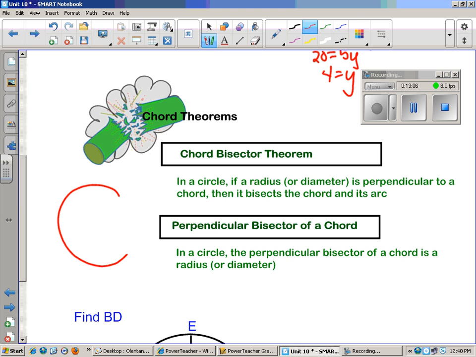If you have a circle and you have a radius, okay, if it's perpendicular to a chord, okay, so that's what the picture would look like. If it's perpendicular, then it bisects that chord. Okay, and the converse is true. If the radius is a perpendicular bisector, or if you have a line that's a perpendicular bisector, then it's also a radius or a diameter. Okay, so yes.